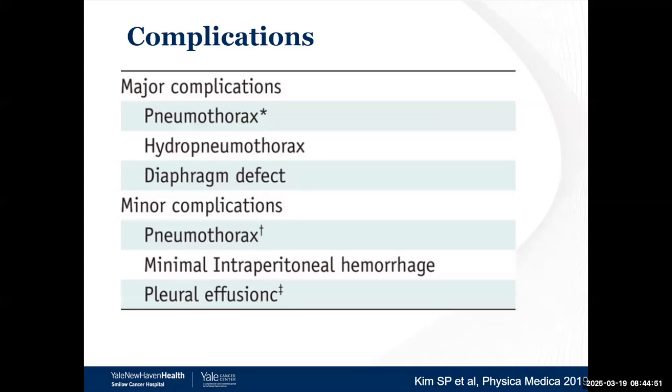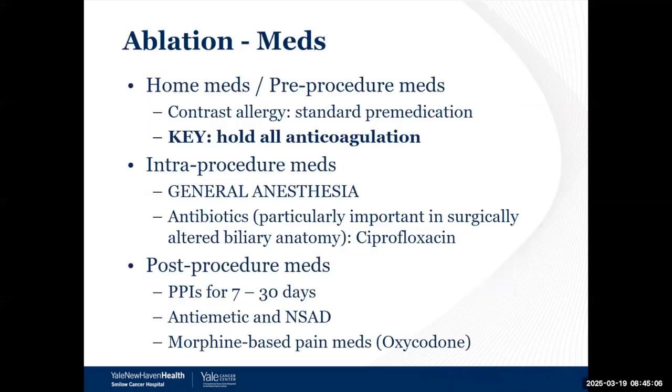Minor complications are, for example, an intentional pneumothorax, where you have to induce air in order to get the lung out of the way to ablate the liver dome lesion. And the rest is pleural effusion or intraperitoneal hemorrhage. These are kind of minor things. Okay, ablation meds. Very important here, because you're going percutaneously, to hold all anticoagulation. These patients mostly need general or deep sedation, because it's very painful, particularly in tumors that are close to the capsule. So those are things you should consider.